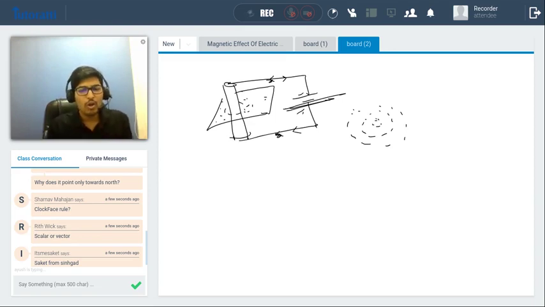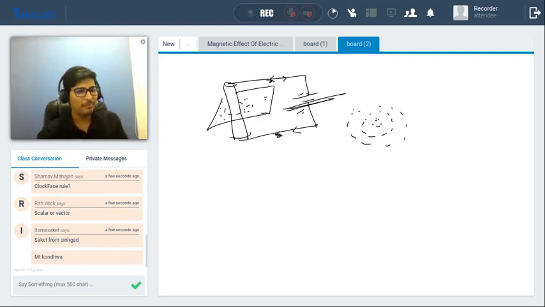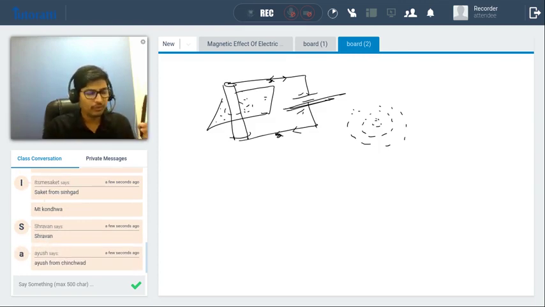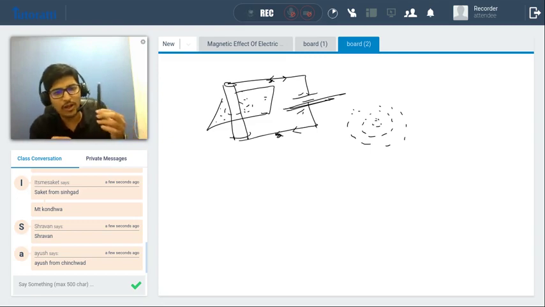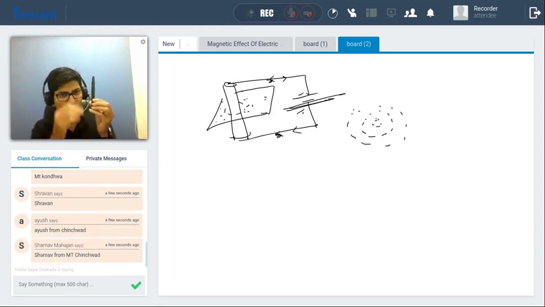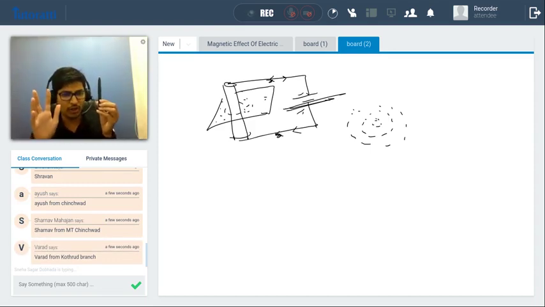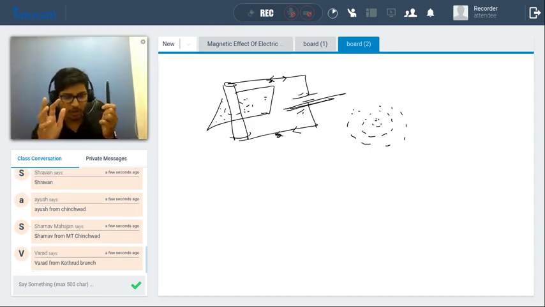Right now, what does the right hand thumb rule say? It's a very simple rule. So just listen to this, right? Let's imagine that you're holding a current carrying wire, right? This is a current carrying wire, and let's assume that the current is flowing up, from bottom to top, right? So as current is flowing upward, what do we do? I hold this wire.